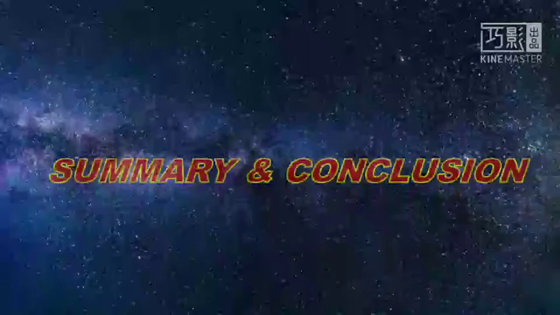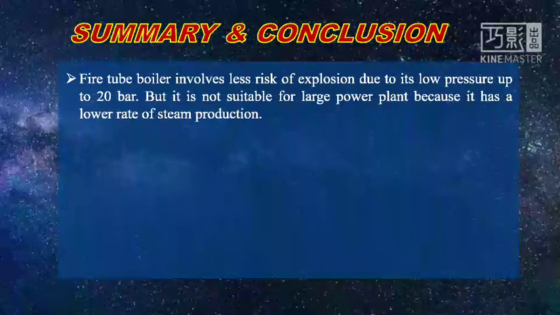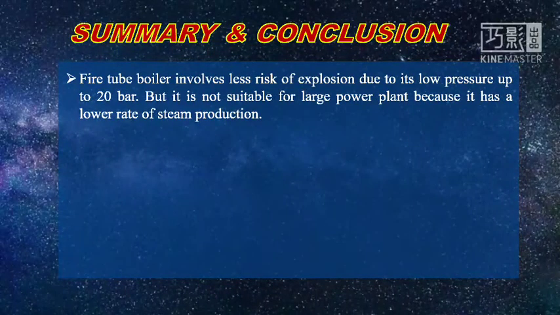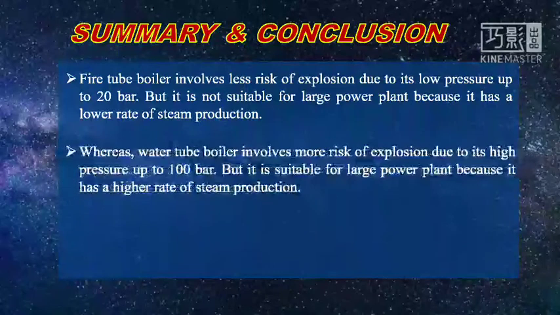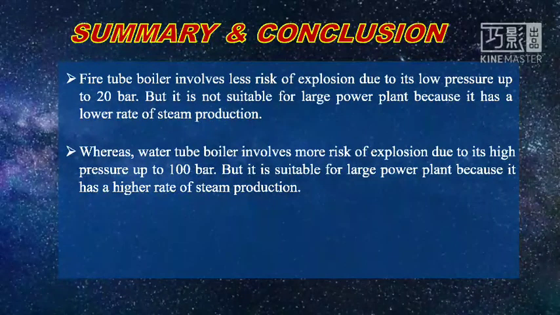In summary and conclusion, it is known that fire tube boiler involves less risk of explosion due to its low pressure of up to 20 bar. But it is not suitable for large power plants because it has a low rate of steam production. Whereas water tube boiler involves more risk of explosion due to its high pressure of up to 100 bar. But it is suitable for large power plants because it has a higher rate of steam production.